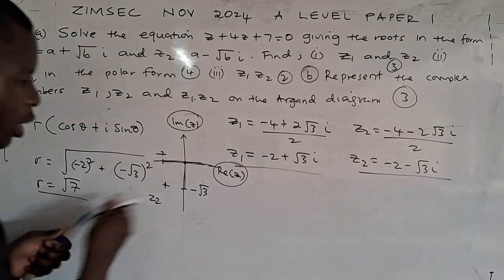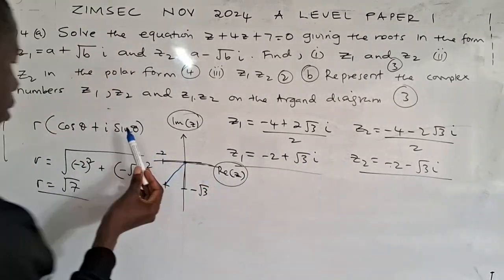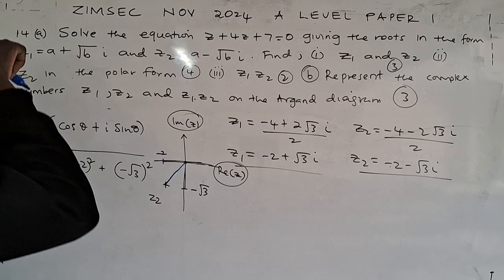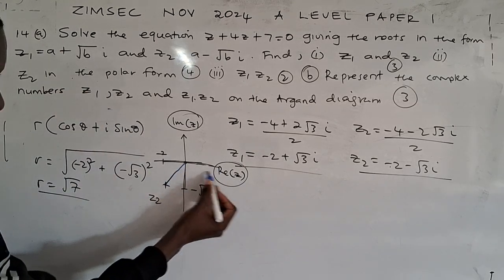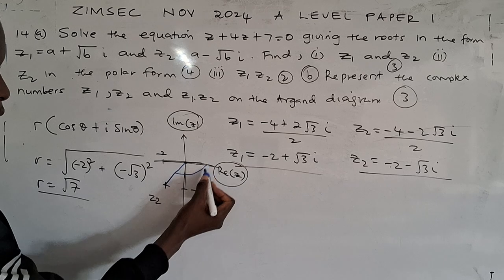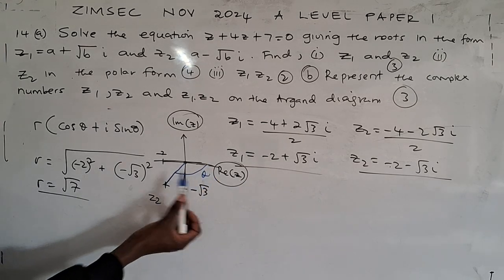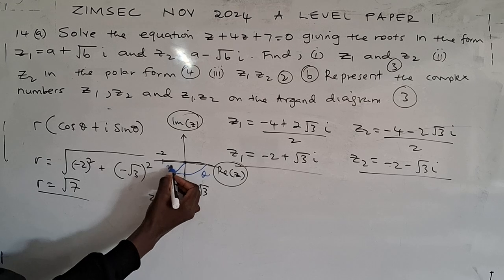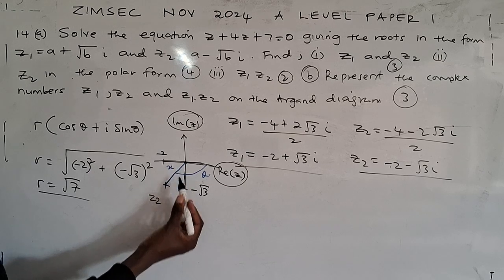So you can draw like this. So what is theta? Theta is the angle between this line, okay, and the positive real axis. So this is theta. Okay, so if this is theta, I'm going to call this angle x. Now I want to find x. How are we going to find x?